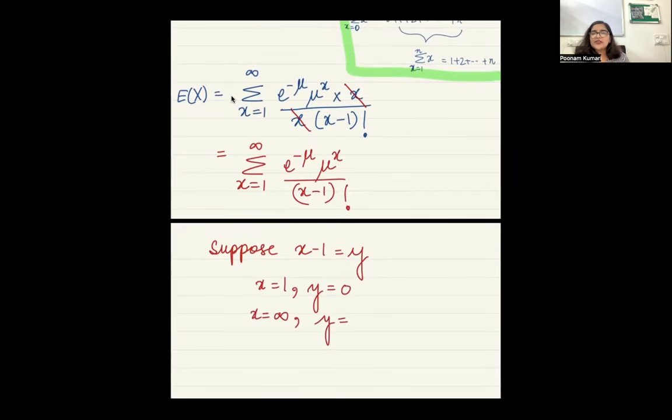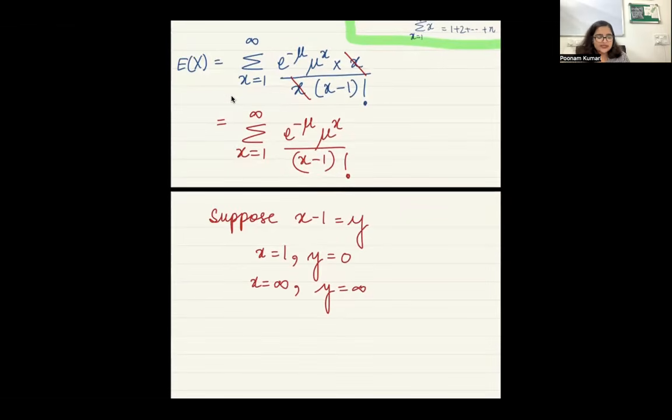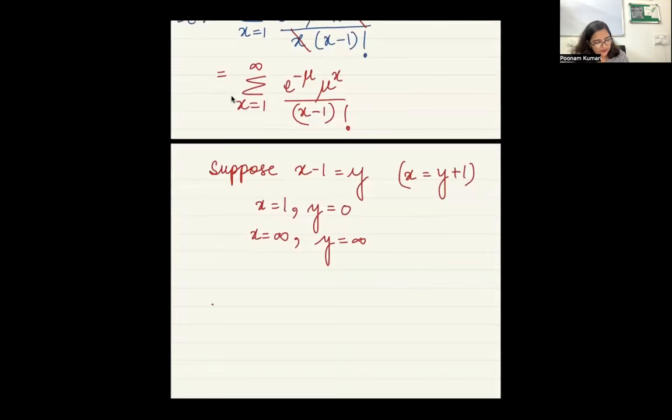Y is infinite minus 1, which is also infinite, right? Yes? Because if you remove one number from infinite, it's not really going to make any difference, right? So what you have to do is, wherever x is written, just write y plus 1. So, wherever you see x, just write y plus 1, right? If we do that, what do we get?